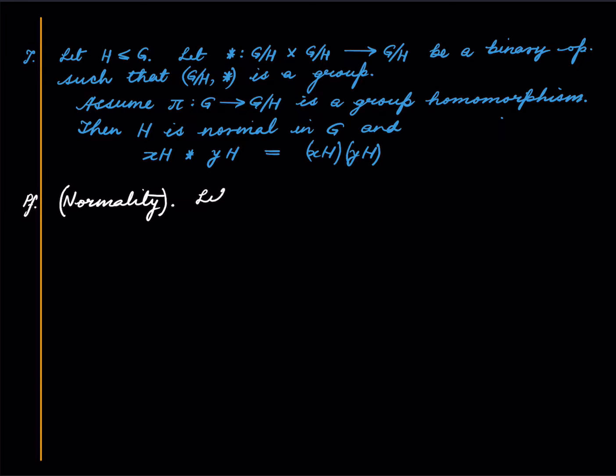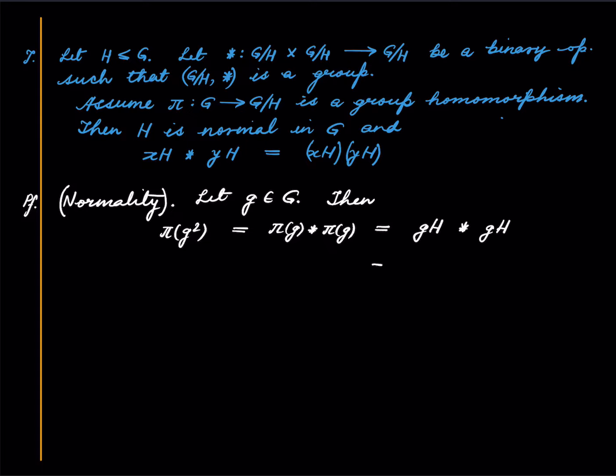So let little g be fixed, some arbitrary element. Then pi of g squared equals pi g star pi g, by the fact that pi is a group homomorphism, which is equal, by definition of pi, to gH star gH, which is also equal to g little h star gH, where little h is some arbitrary element of capital H.